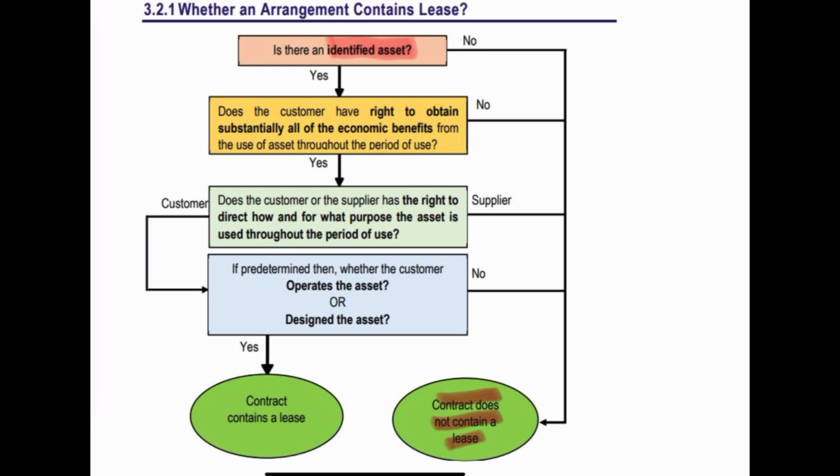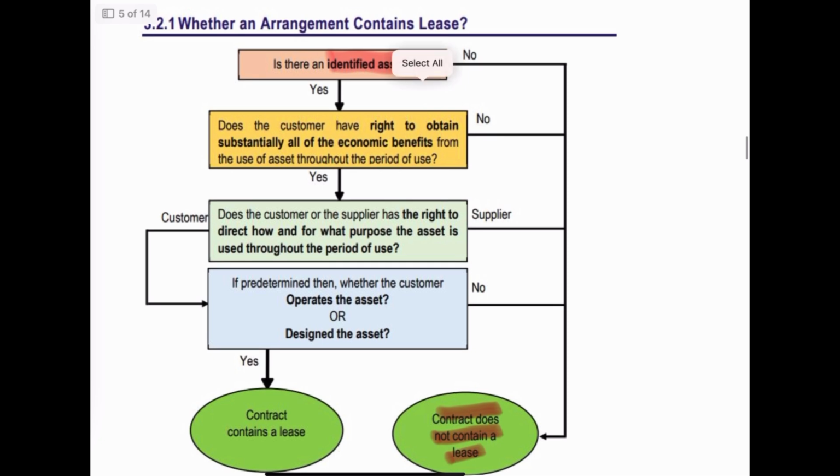Assuming the identified asset is specified in the agreement, then you have to go through the next question. Does the customer have a right to obtain substantially all of the economic benefits from the use of the asset throughout the period of the use? So this is the next question you have to ask. The customer should have the right to obtain substantially all of the economic benefits from the use of the asset throughout the period of the use. So it is not throughout the life of the asset. It is throughout the lease period.